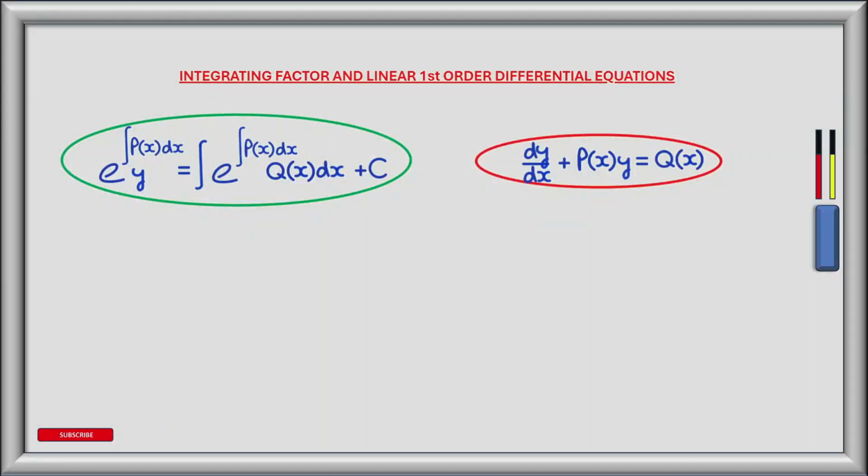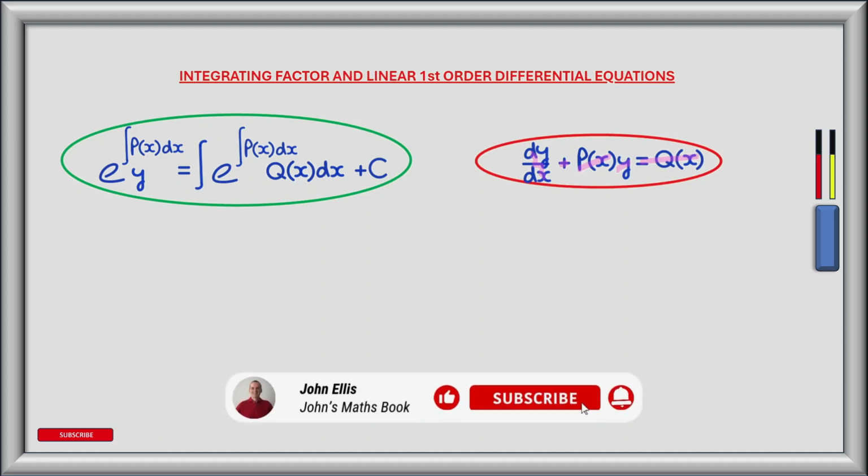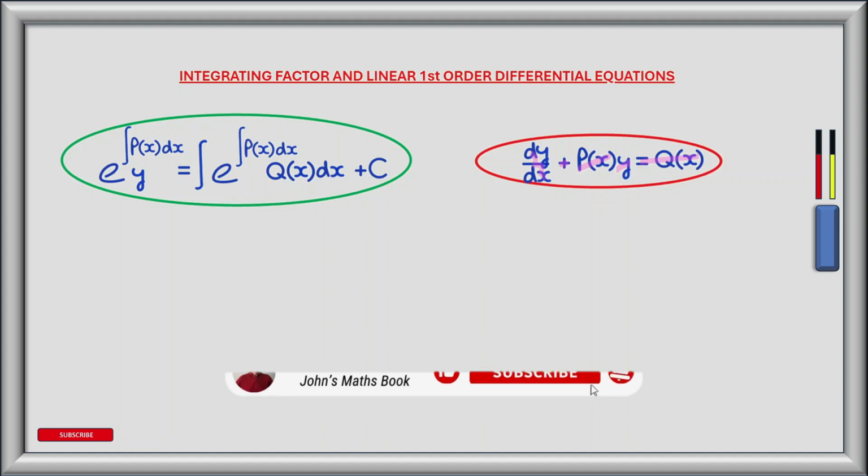We saw in a previous video that we could solve first-order linear differential equations of the form dy by dx plus p of x multiplied by y equals q of x, where p of x and q of x are either constants or functions of x, using an integrating factor, such that the general solution of the differential equation is given by this formula, where e to the power of the integral of p(x) dx multiplied by y is equal to the integral of e to the power of the integral of p(x) dx multiplied by q(x) dx plus a constant of integration.